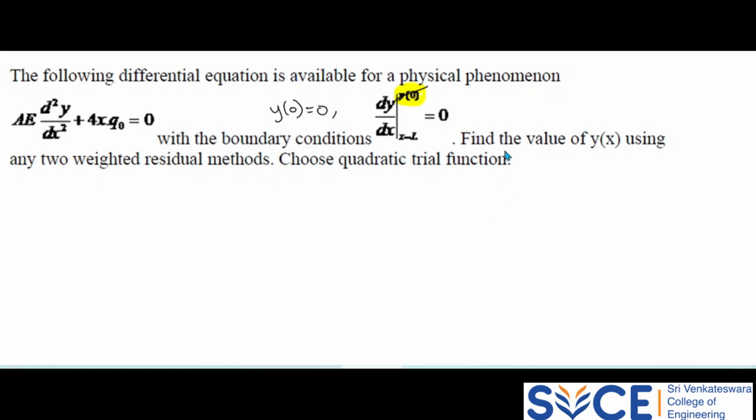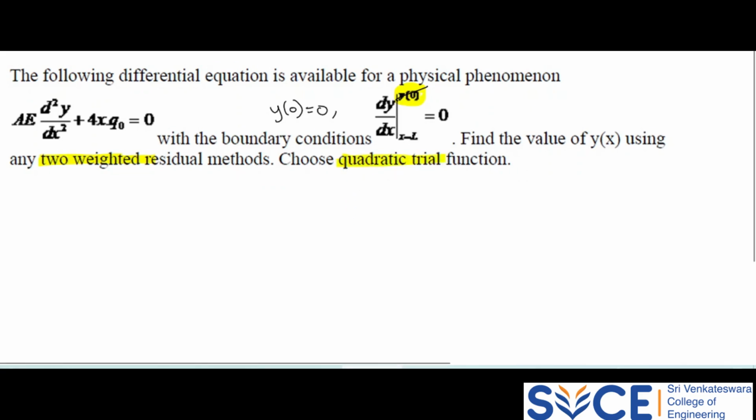They are asking you to identify what is y of x using any two weighted residual methods. So you have to solve this particular problem using any two methods. You have to identify what is y of x. They are asking you to choose a quadratic trial function. So that is the condition.